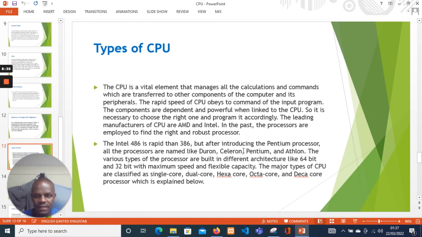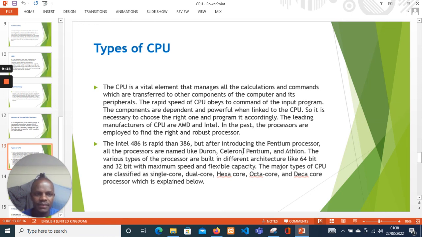So in the past, processors were employed to find the right and robust processor. The Intel 486 is faster than the 386, but after the introduction of the Pentium processor, all the processors are named like Duron, Celeron, Pentium, and Athlon. The various types of processor are built in different architectures, like 64-bit and 32-bit, with maximum speed and flexible capacity.